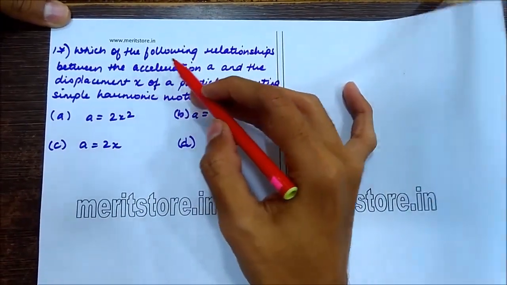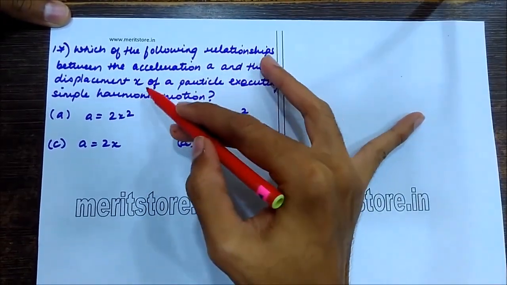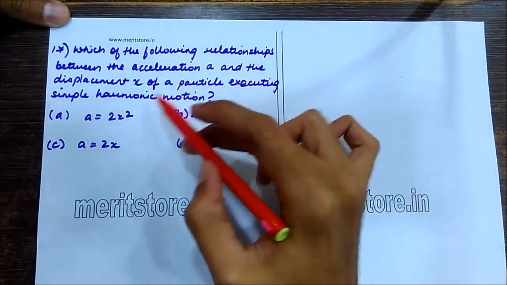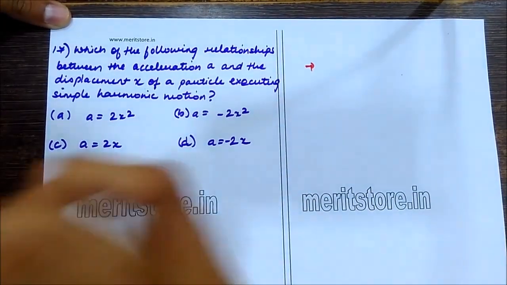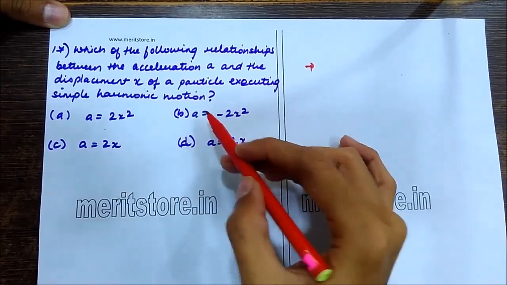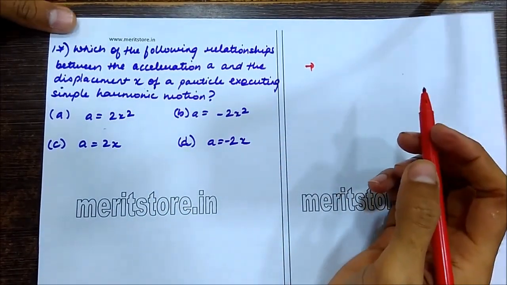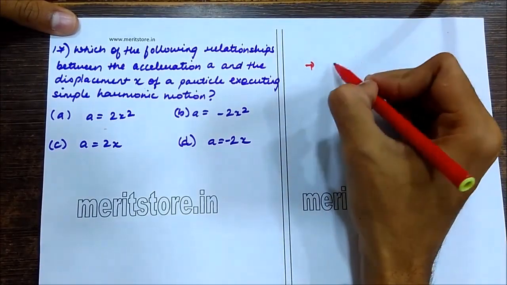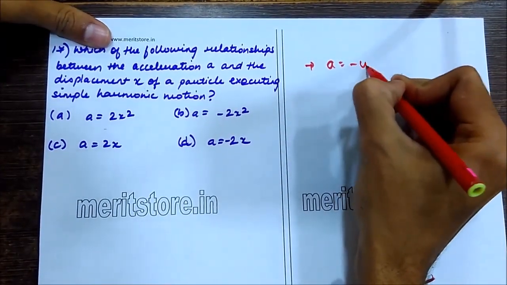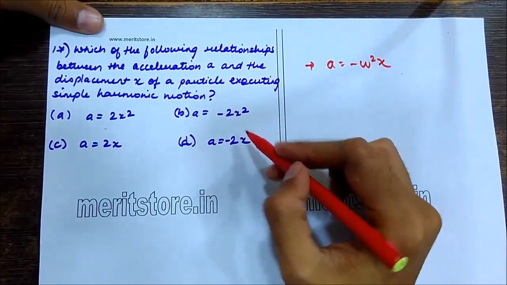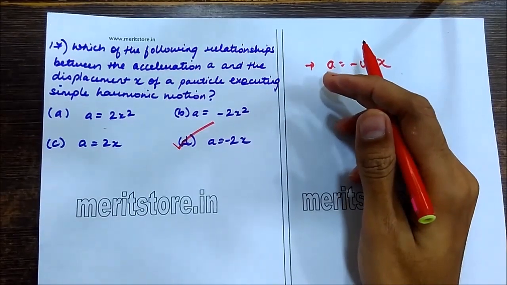Question number 17. Which of the following relationships between the acceleration a and the displacement x is for a particle executing simple harmonic motion? We have the options: a equals 2x square, a equals minus 2x square, a equals 2x, and d, a equals minus 2x. Okay, we know that the acceleration for a simple harmonic motion is given by minus omega square x, which is represented by option d, a equals minus 2x.